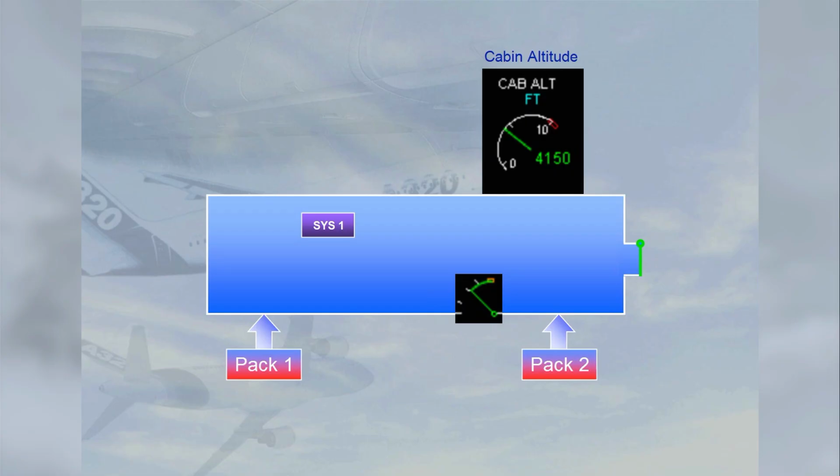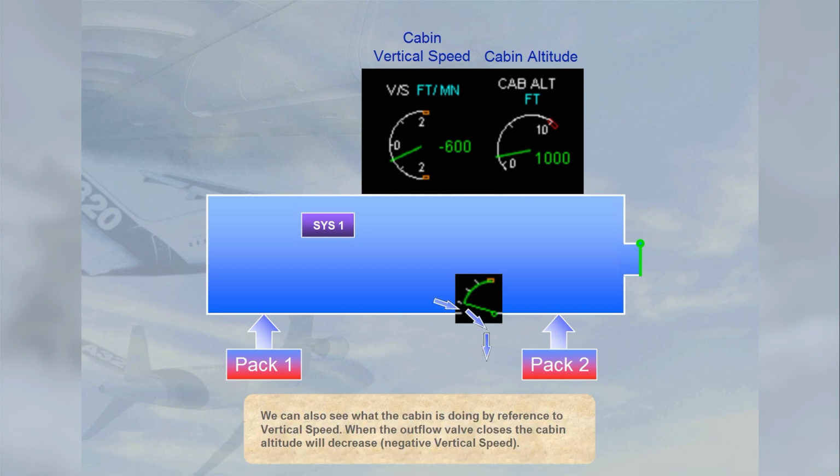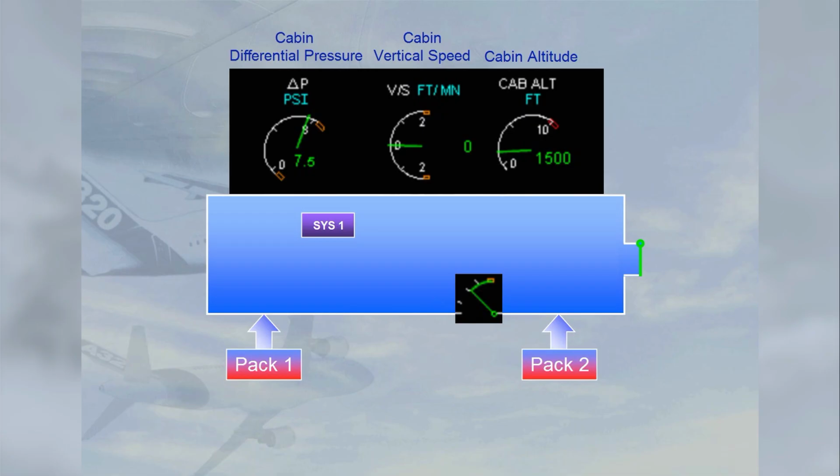We can also see what the cabin is doing by reference to vertical speed. When the outflow valve closes, the cabin altitude will decrease, negative vertical speed. If the outflow valve is fully open, a lot of air is allowed to escape. The cabin pressure will decrease, the cabin altitude will climb, positive vertical speed.